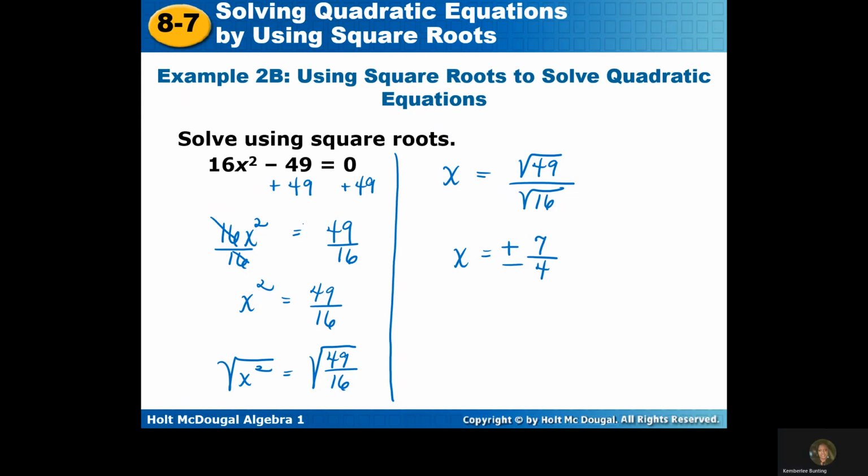Oh, no, let me write it clearer. x equals plus or minus 7 over 4. Sorry. I'll do better about how I write it, okay?